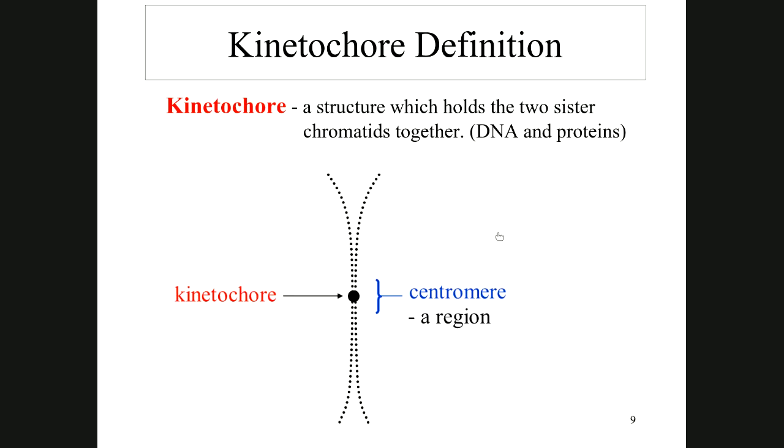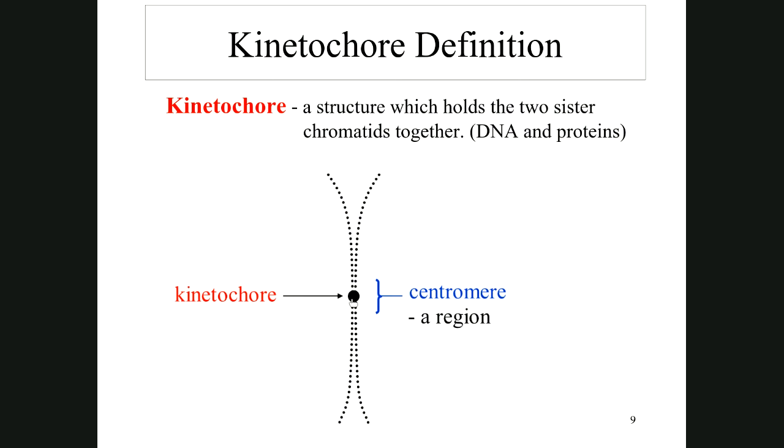Kinetochore definition. It's a structure, it's a protein, which holds the two sister chromatids together. It says DNA and proteins. The DNA is in the chromatid, and the proteins are kind of intermeshed there with the DNA. So here are the two sisters again. Here's the centromere. A region or an area is the centromere. That's not a structure, it's a region. The kinetochore is the protein that's holding those two sisters together.